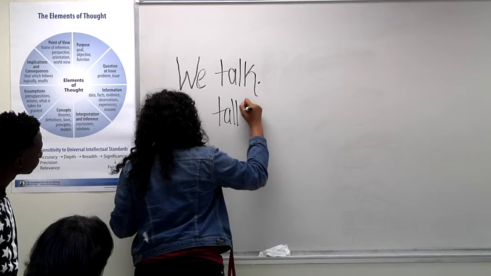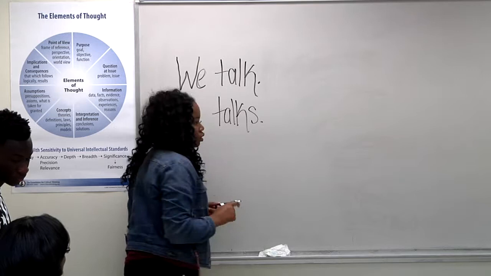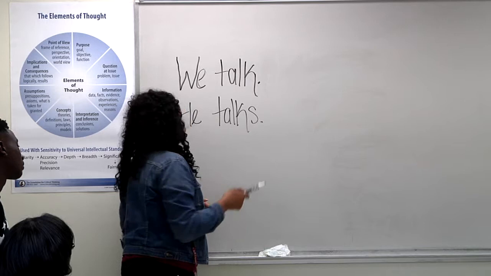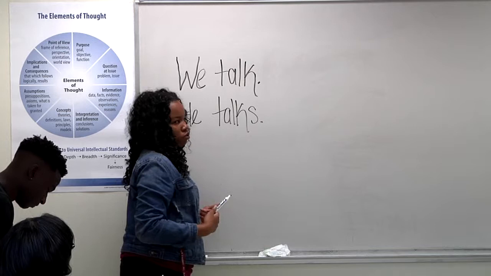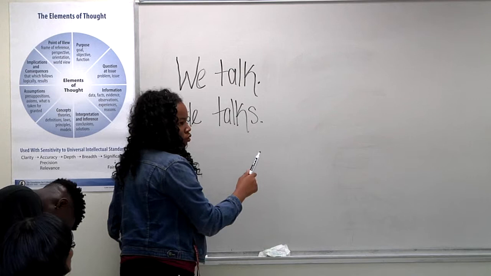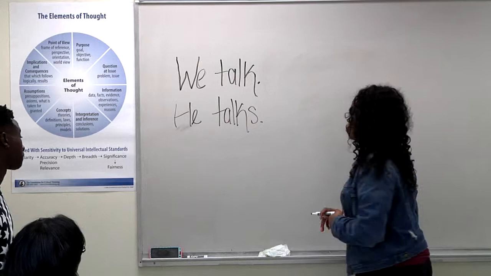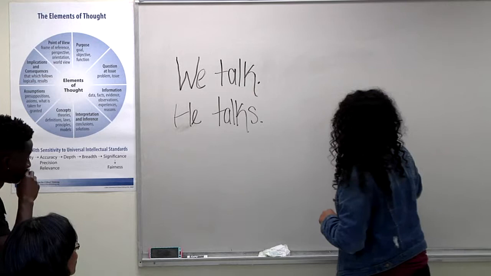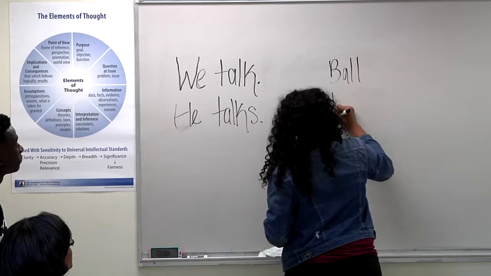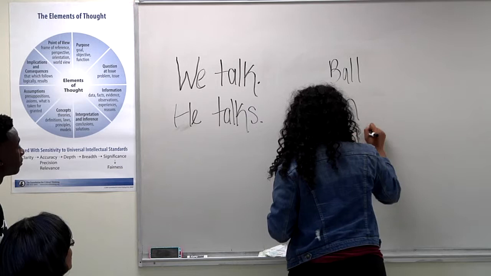Okay, now explain the difference. The difference is we talk, we is talking about more than one person, so it's automatically talk. He is talking about one person, so he's going to follow that. Okay, all right. Move over a little bit. In that space, I'd like for you to write a couple of nouns. Ball, write ball. Pen, book. Okay, and above it, write nouns.